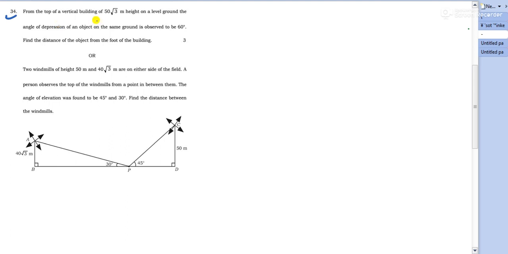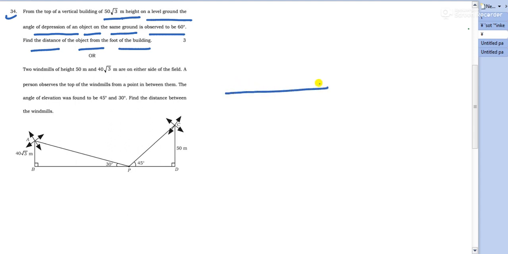Okay, let me solve this. From the top of a vertical building of 50 root 3 meter height on a level ground, the angle of depression of an object on the same ground is observed to be 60 degree. Find the distance of the object from foot of the building. So imagine this is the ground, this is the building. From the top of a building of 50 root 3 meter height, so the height of the building is 50 root 3.